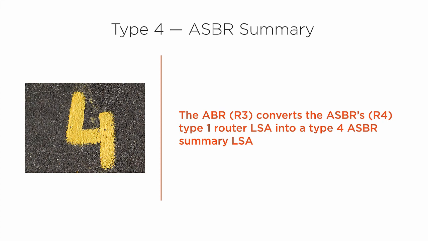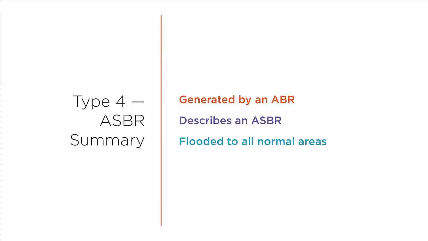The reason for this may not be immediately obvious, but just remember, OSPF is meant to be really scalable and efficient. It tries to limit the amount of link state information that it sends to other areas. But in this case, in order for other areas to reach those prefixes from the RIP routing domain, they have to be able to reach that ASBR. So to sum it up, a Type 4 ASBR summary is generated by an ABR, describes an ASBR, and is flooded to all normal areas.